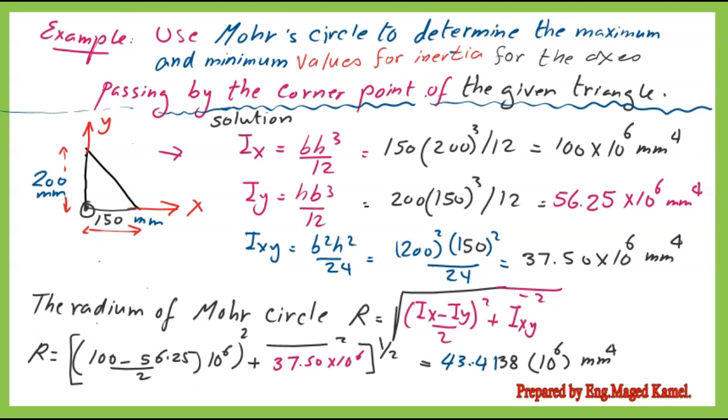To draw Mohr's circle of inertia, we need to find the radius of the circle of inertia. The radius is equal to the square root of Ix minus Iy divided by 2 all squared plus Ixy raised to the power of 2. We apply in the equation. We find that the square root of 100 minus 56.25 divided by 2 all squared plus 37.5 squared equals 43.4138 by 10 to the 6 mm to the 4.